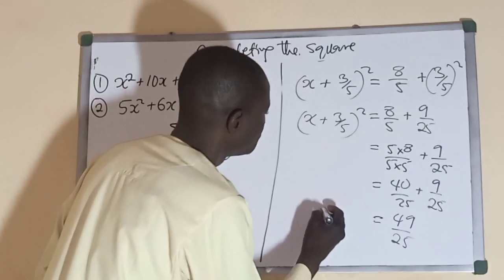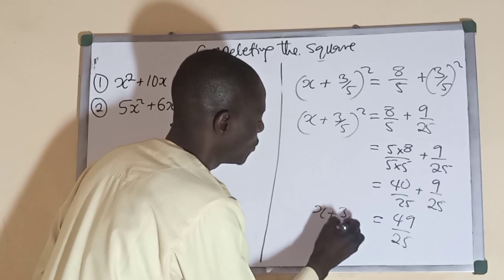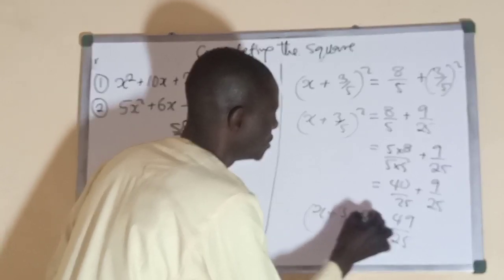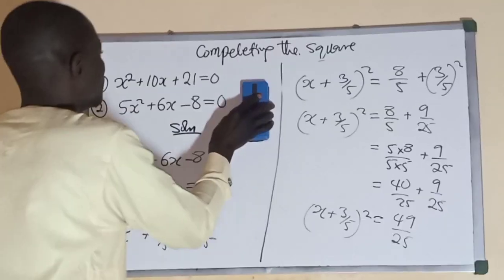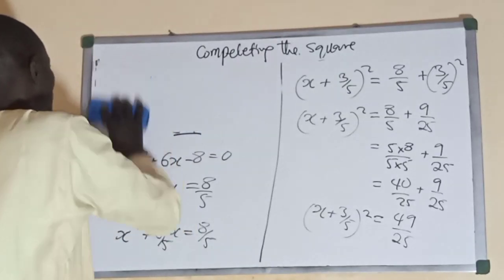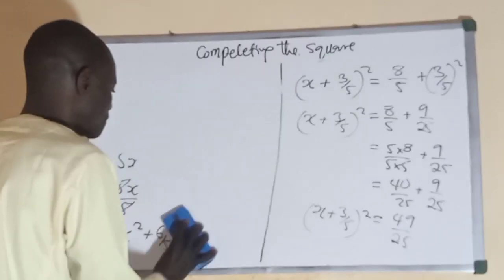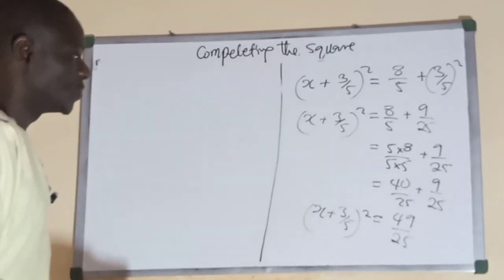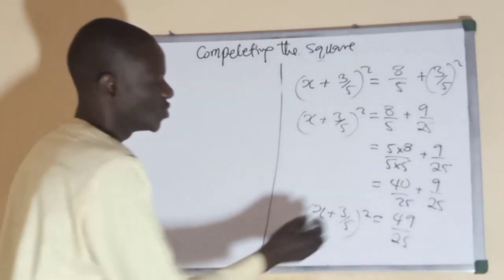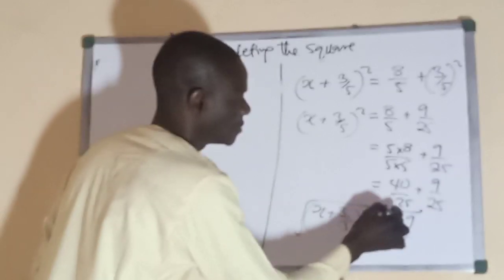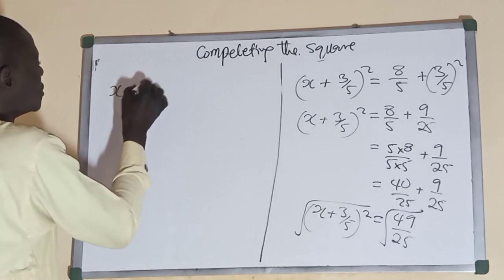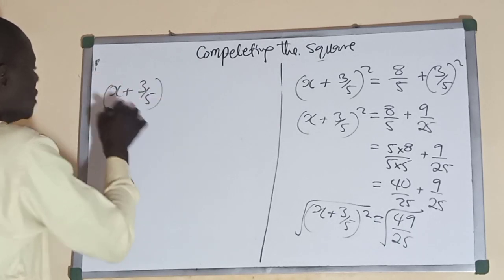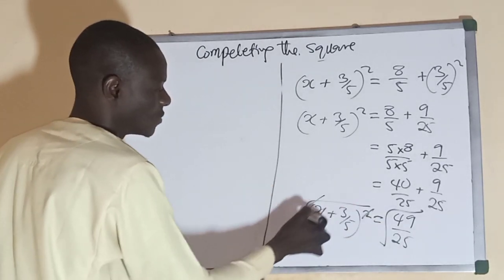This is the same as what? x plus 3 all over 5 squared. Can we see it? If you have any question, you are free to ask me. So let me clean this side and continue. So the next thing here is to also take the square root of both sides. So when we take the square root of both sides, we have x plus 3 all over 5. When we see it, this square cancels the square root.